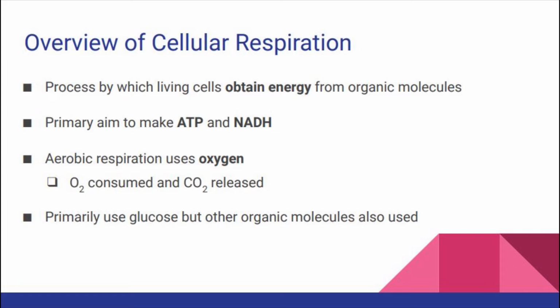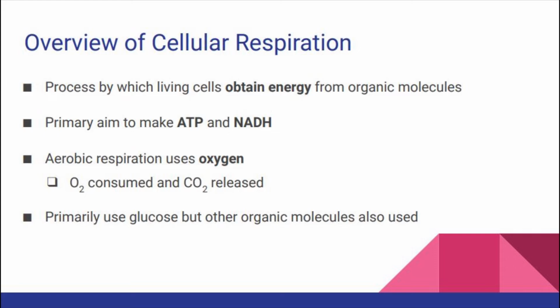We're also going to make our electron carrier NADH, which we talked about in our last video. So NADH is a reduced electron carrier. We're using it to basically shuttle electrons to our final step of cellular respiration. They're going to help us make some more ATP.